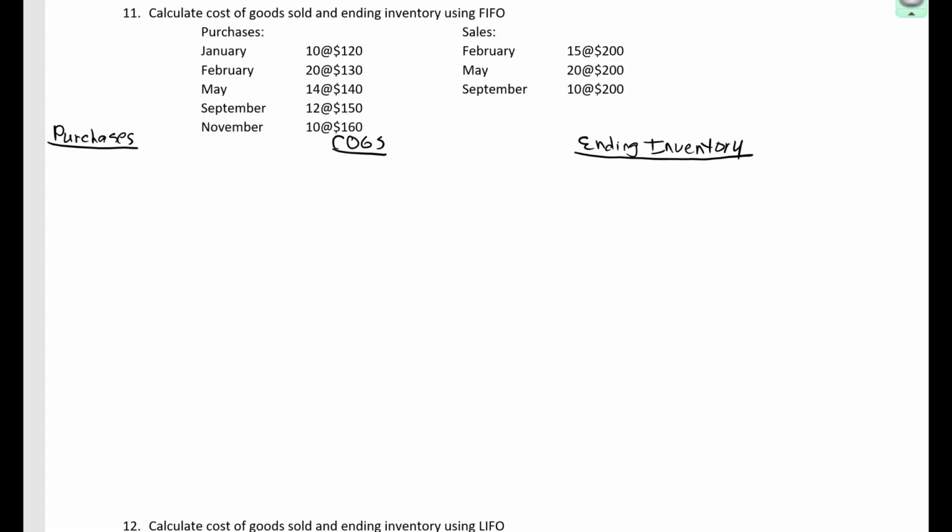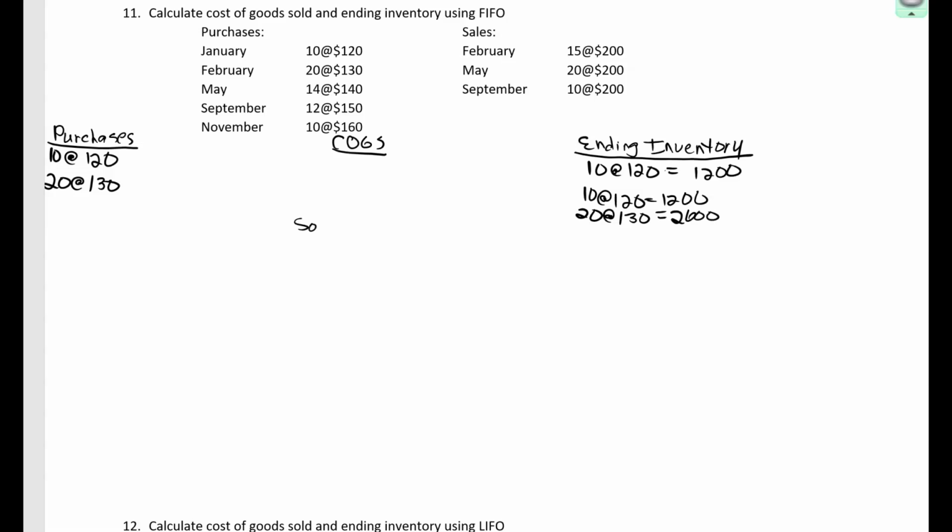Okay, we first purchased 10 at 120, so that's how much we have in inventory. 10 at 120 is 1,200. Then we purchased 20 at 130, so in inventory we have the 10 at 120, and then we also have the 20.